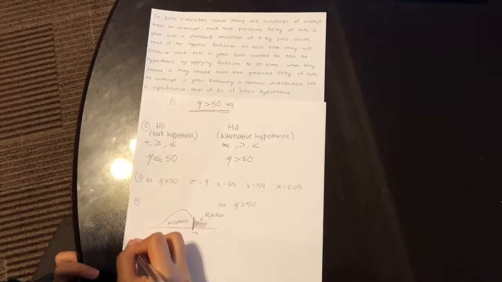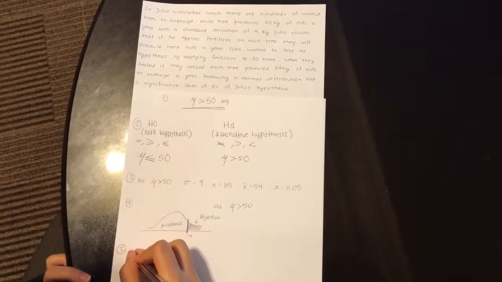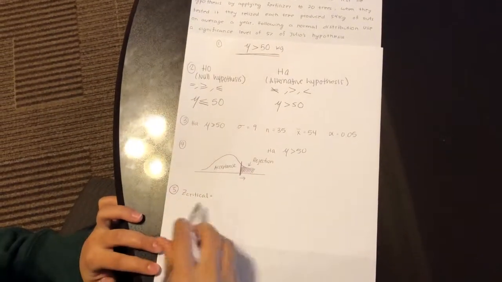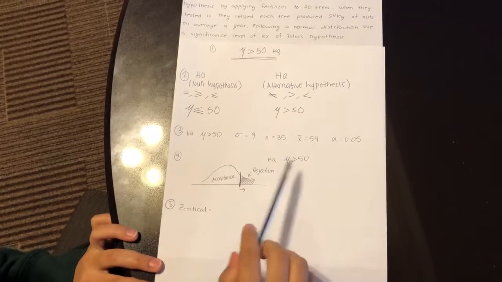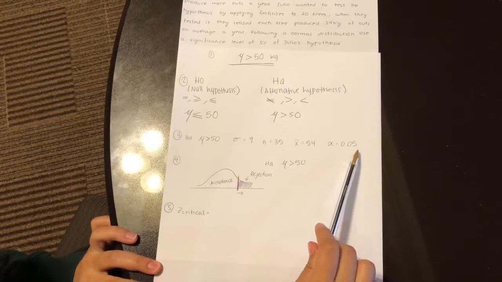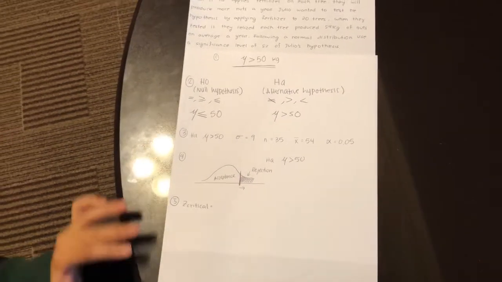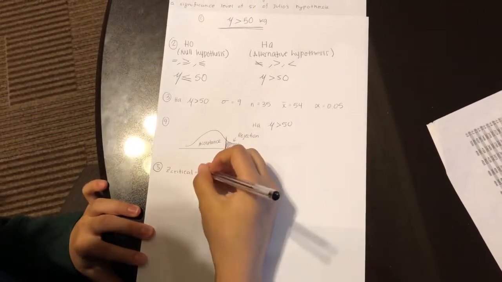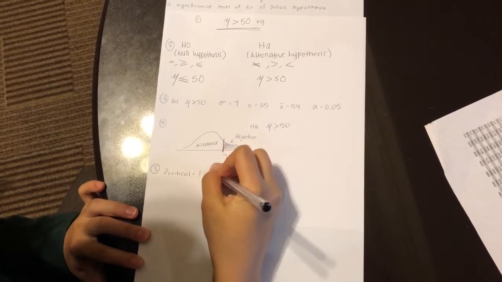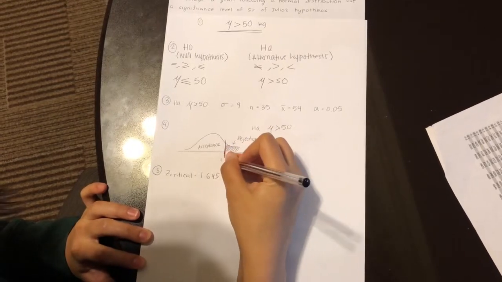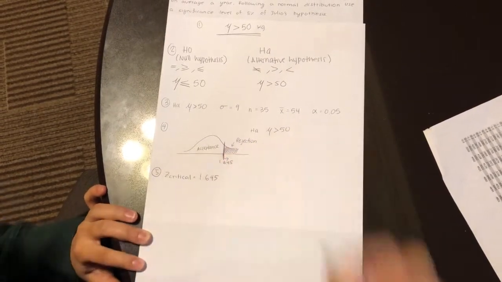In step 5, we're going to find the Z critical. As we learned before, to find the Z critical, we're going to use the significance level, in this case the alpha, and we're going to look for the 0.05 in the body of this chart to find the critical Z. In this case, our Z critical is 1.645, and it lies right here, 645.